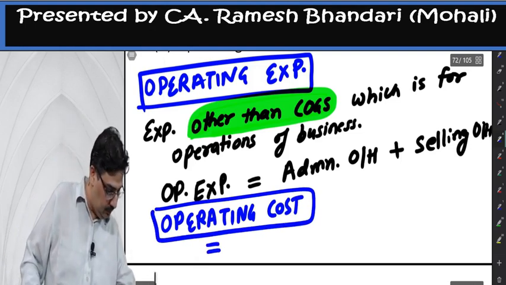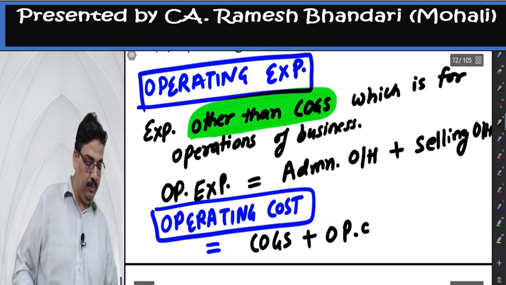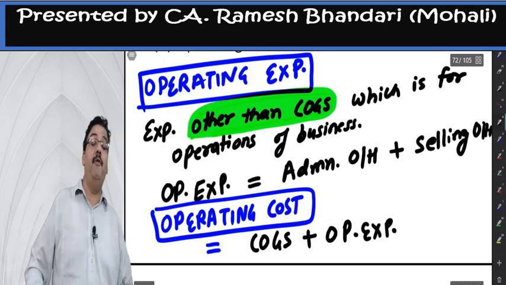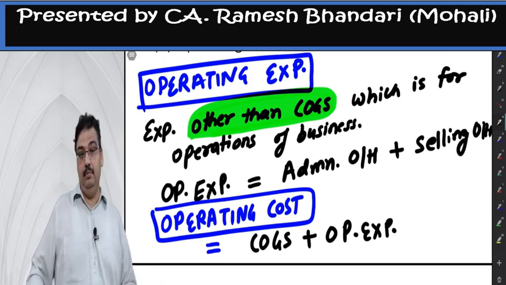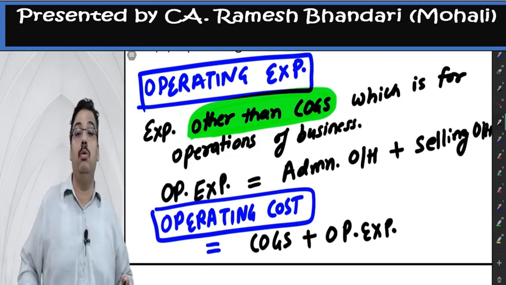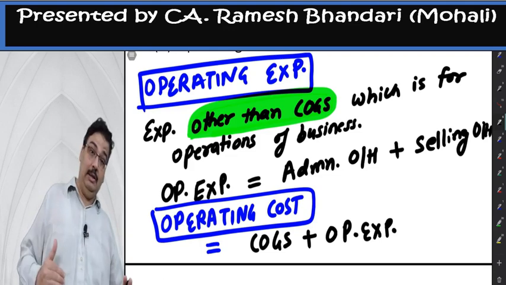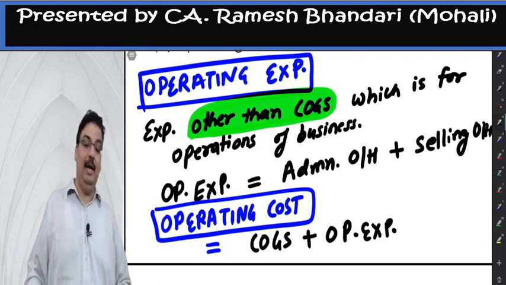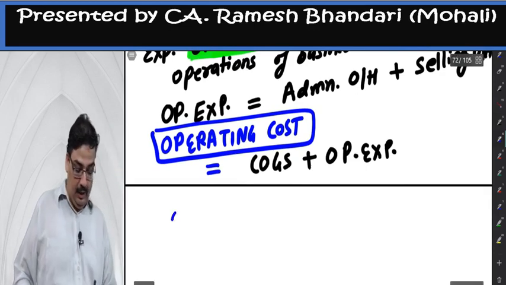Equals COGS plus operating expense. Is manufacturing overhead part of operating cost? Yes. Is manufacturing overhead part of operating expense? No. It is cost, not expense. So it is a small technicality that you can remember. What is operating profit? Due to that I am telling you this.